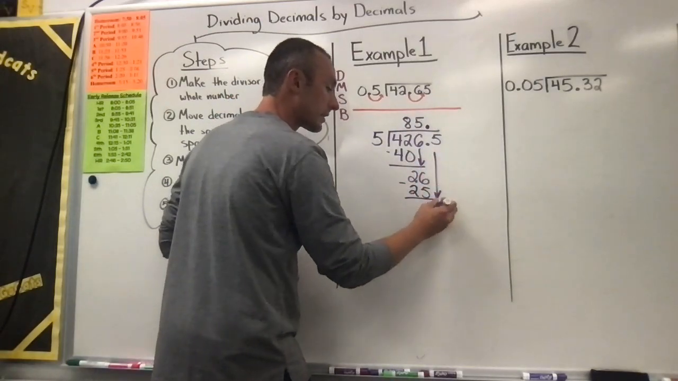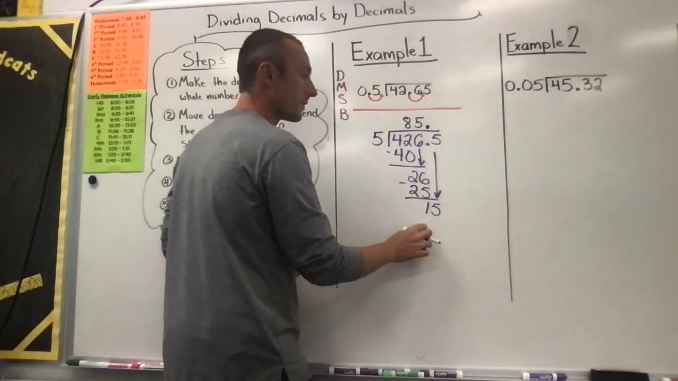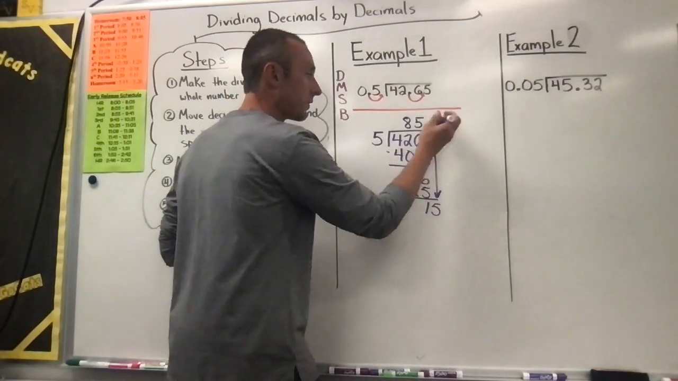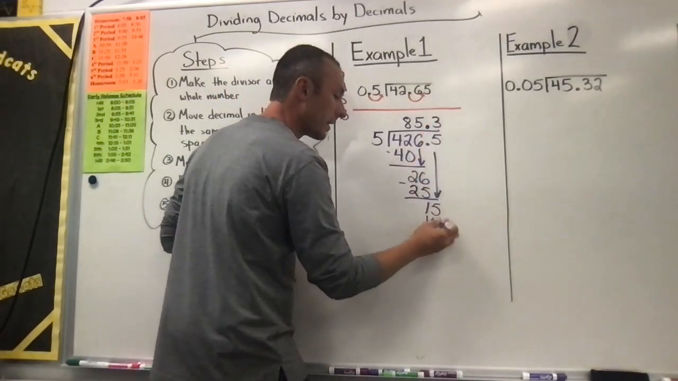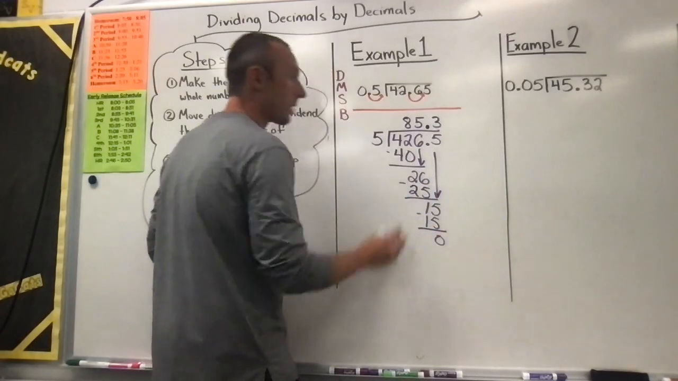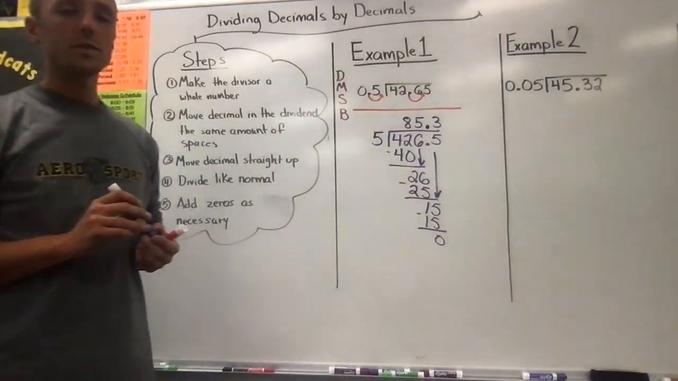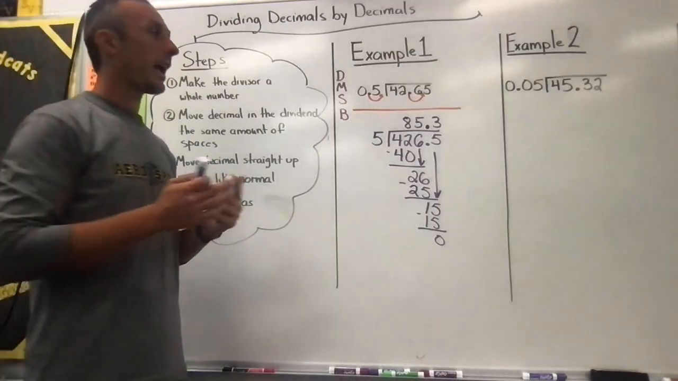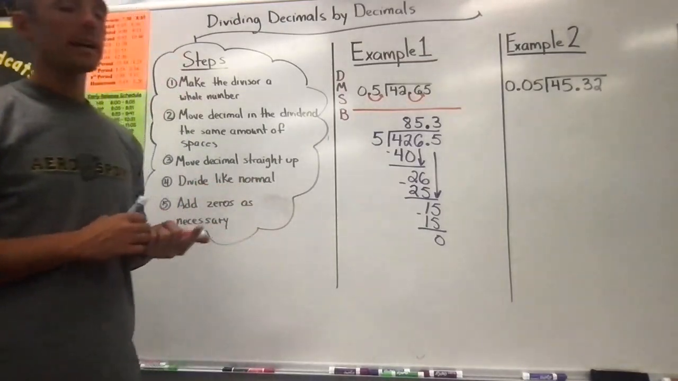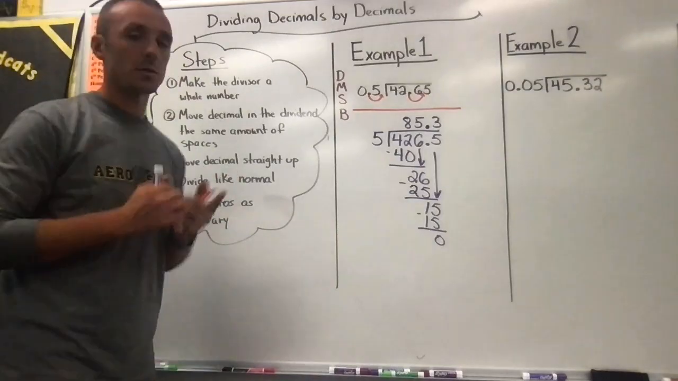I bring down my last number. 5 goes into 15 3 times. I brought down the 5, so I write the 3 above my 5. I subtract, I get 0. So my answer is 85 and 3 tenths. So hopefully you see the parallels between today's lesson and the previous days. The only difference I have to do is move that decimal over.